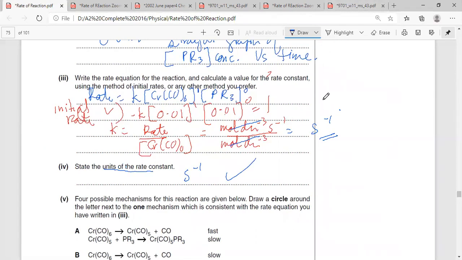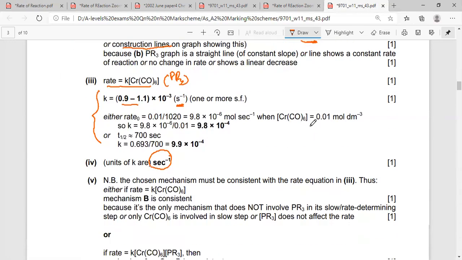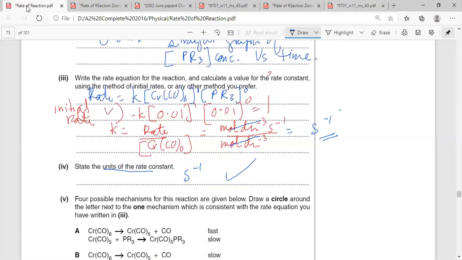Since it's 0 here, it means it doesn't depend on it. The value is 1, that's all. So this is the per second. All these things here will depend on your slope. They will give allowance for it. Okay, so I finished doing this one here.